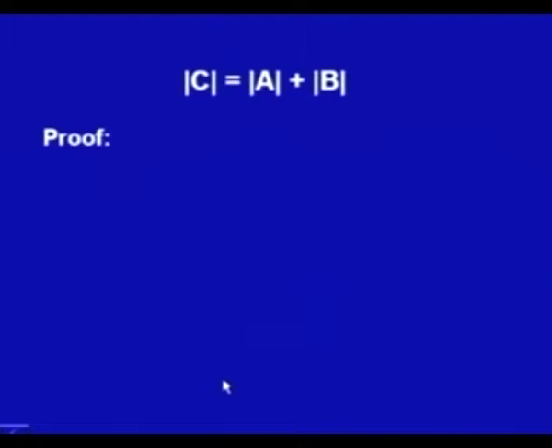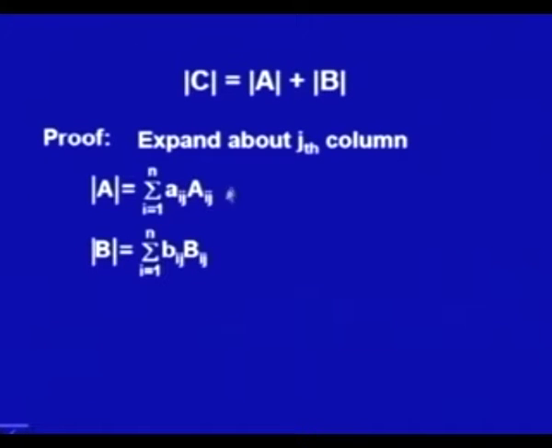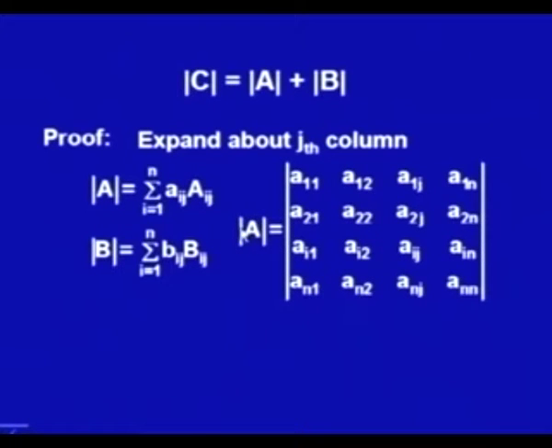Let us prove this result. We can expand the matrix about the jth column to get the determinant A. So, this way we write down determinant A as summation i equal to 1 to n of Aij multiplied by Aij, the latter being the cofactor of Aij. So, we have obtained determinant A about this column. The same thing can be done for B.